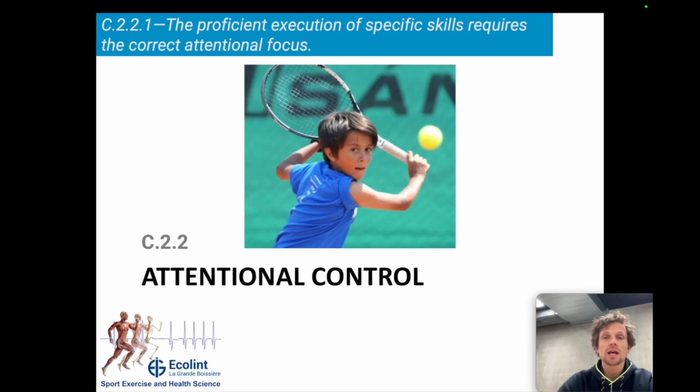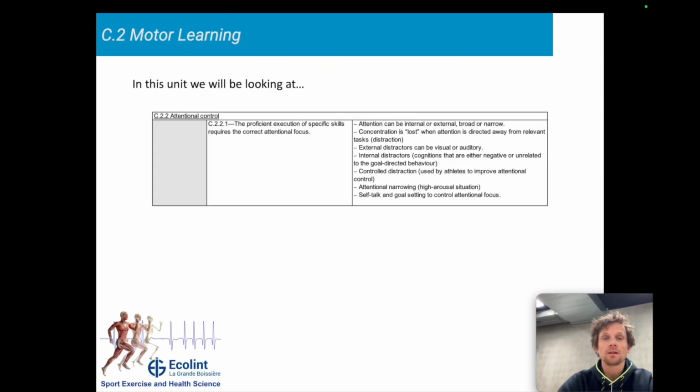Hello and welcome to this next unit where today we're going to be discussing the second part of C2, which is attentional control. Let's have a quick look at the syllabus and see what we're going to be covering. First up then, we're going to be discussing how attention can be focused either internally or externally, and that focus can either be broad or narrow.